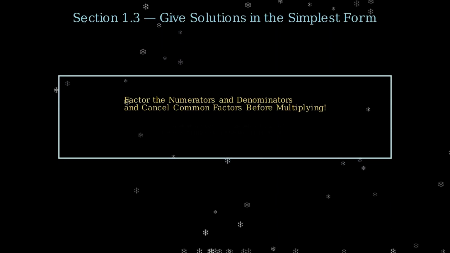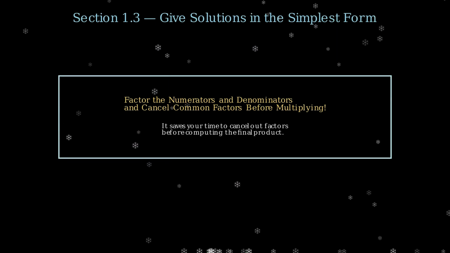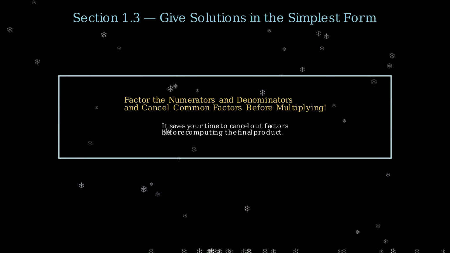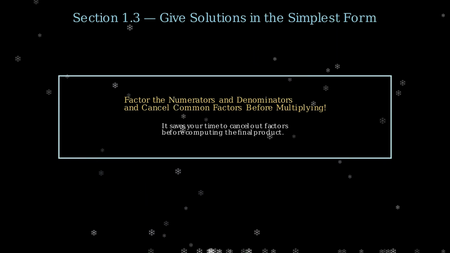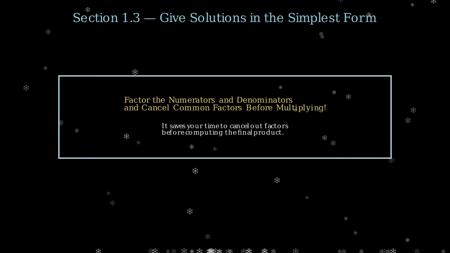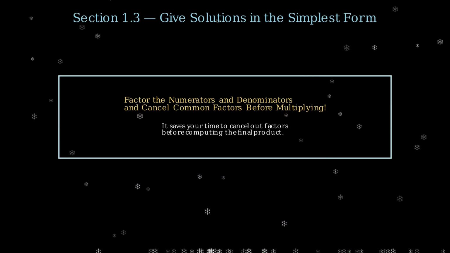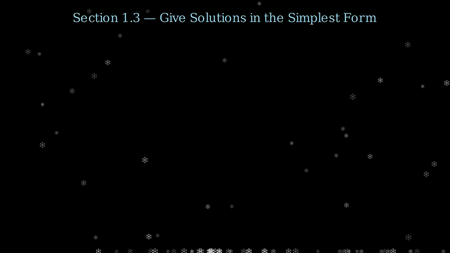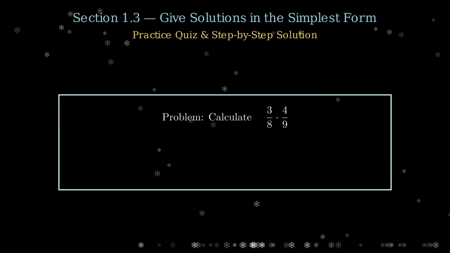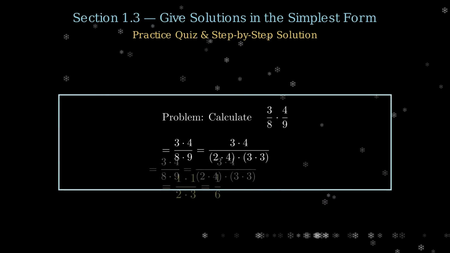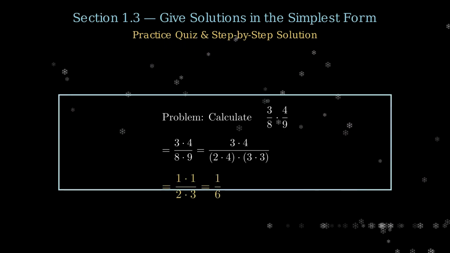You should always give your answer in its simplest form. With more complicated examples, factor the numerators and denominators and cancel common factors. It will save a lot of time if you do this before you compute the products. Let's practice with a useful example. Multiply 3 over 8 by 4 over 9.